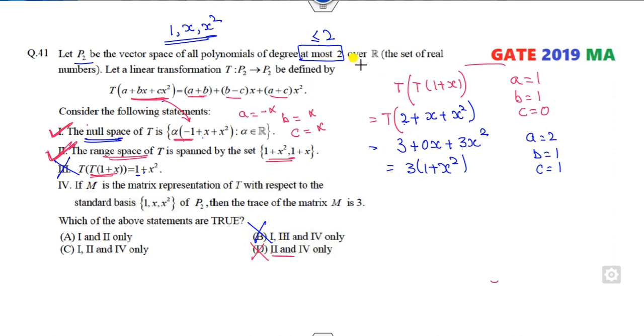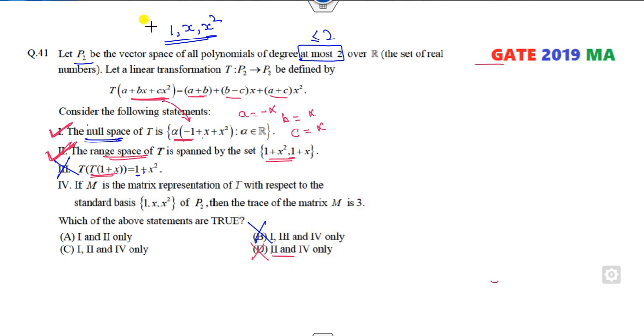Fourth is very simple. I already explained that many times. You have to write the matrix representation. What is the basis of this? It's 1, x, x square. So it is a 3 cross 3. So if I take the polynomial as my 1, so what is that?